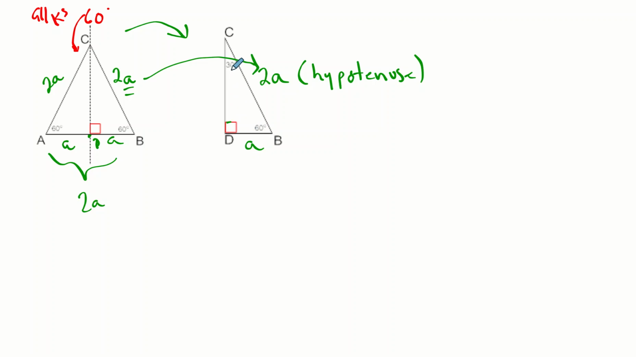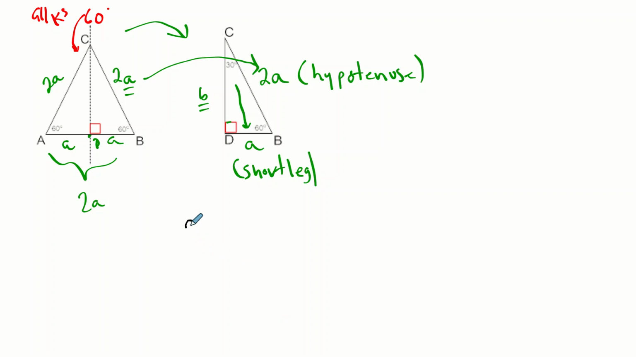A is opposite of this 30-degree angle, so that means that this is actually the short leg. Now the only thing left to do is to find the length of CD. Let's call this b. And let's use the Pythagorean theorem to see if we can solve for b, if we can then tie it back to that conjecture. So let's go ahead and try that.